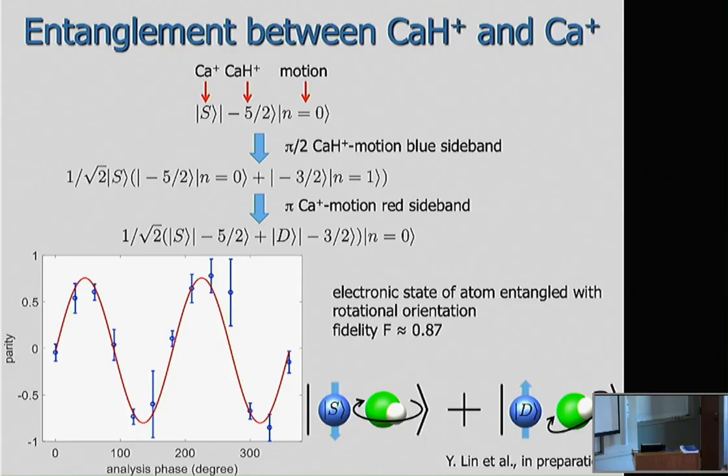We can do our usual parity measurements here that tell us that the electronic state of the atom is entangled with the rotation with a fidelity of about 0.87. So you can think of this as the S state of the atom corresponding to the molecule rotating in a certain orientation, and the D state corresponding to the molecule rotating in a slightly different orientation. That's the idea. And the point of this is that we can basically use the rotation of a molecule as a qubit if we wanted to.